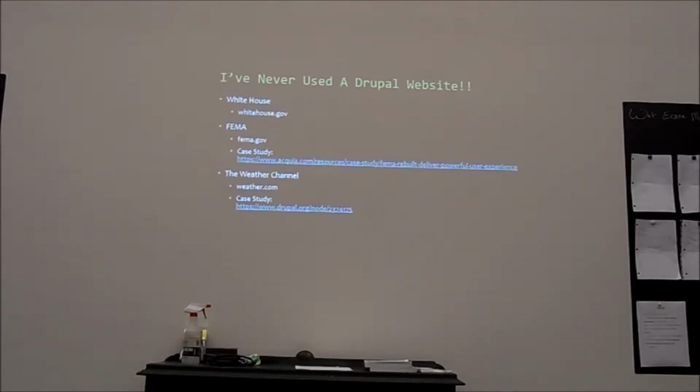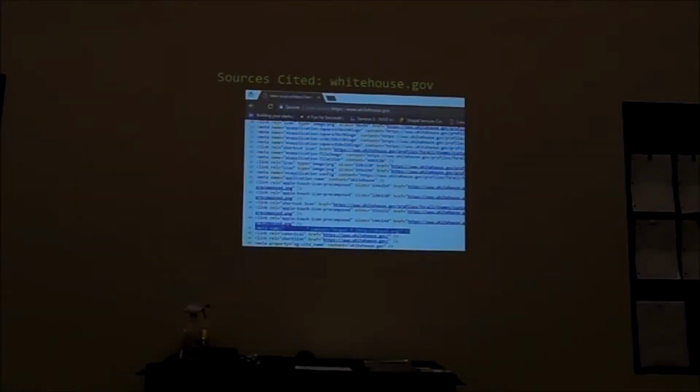FEMA also has a Drupal website, and with theirs, they're using apps for when you go out in the field in the disaster areas, like Florida, for instance, for the recent hurricane. And this interface, the Drupal website, allows them to interface from their phones in the field. And a lot of times, if you look at a website, you can kind of tell whether it is Drupal based or not. In the White House website, there's a meta tag that does say Drupal 7 is the generator of the site.